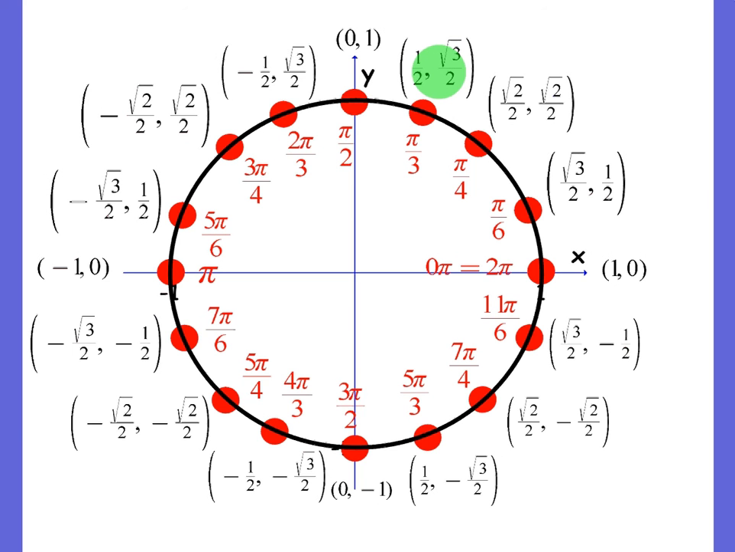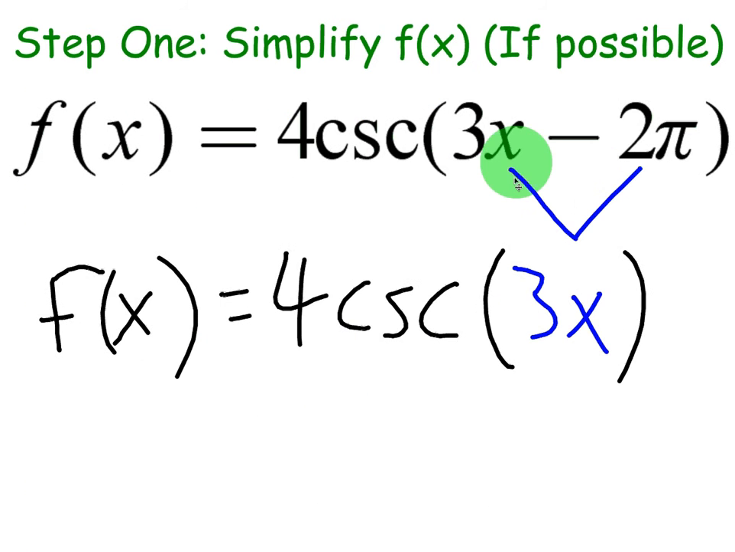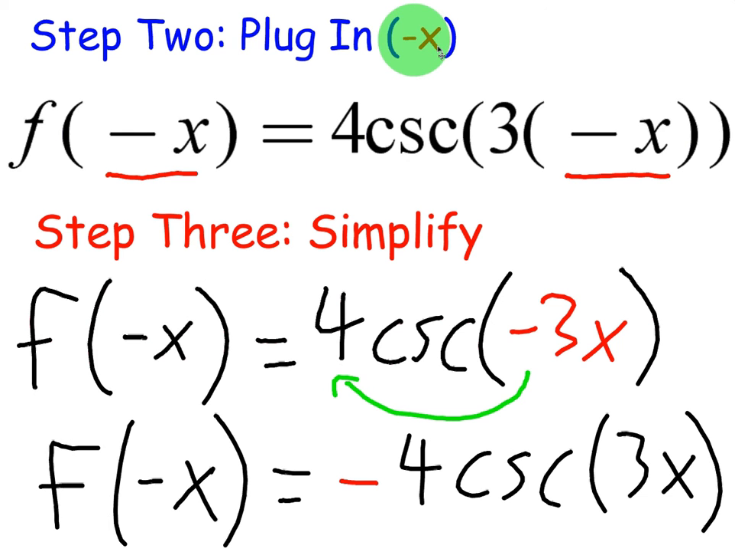Therefore, no matter what the trig function is, in this case cosecant, if we're subtracting 2 pi from 3x, let's just say 3x is some angle, right? If you subtract 2 pi from it, it's going to remain the same angle, 3x. So we're going to simplify this off the bat and say that 3x minus 2 pi is just 3x. If it were plus 2 pi, it would also remain 3x. So it's very important to simplify first because you're working with a simpler f of x function. So now we have 4 cosecant of 3x. Step 2 is going to be to plug in negative x. So there's two things you have to do for odd functions.